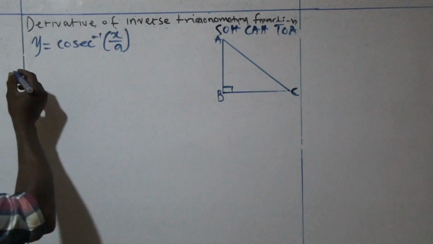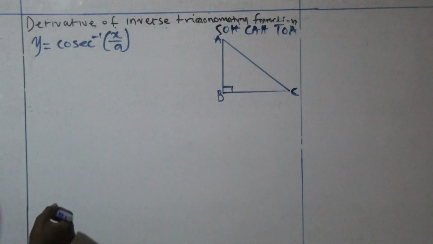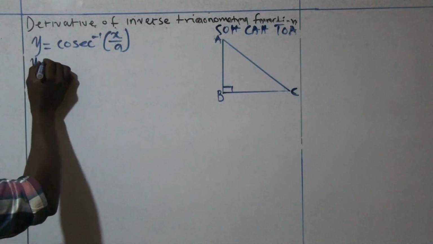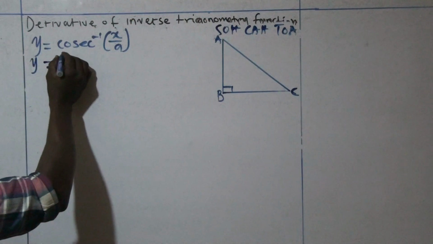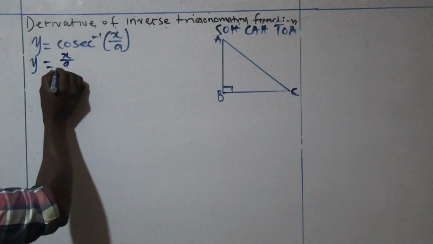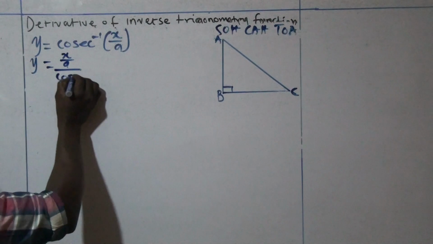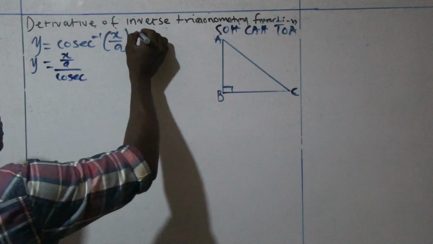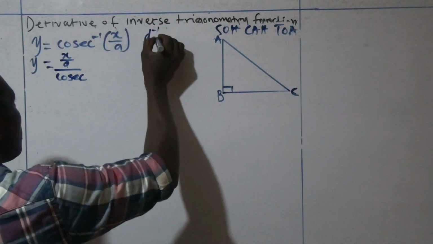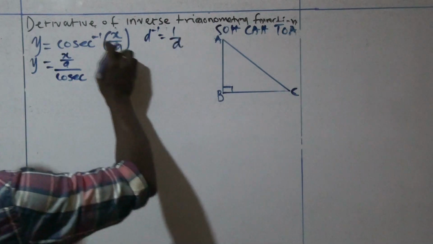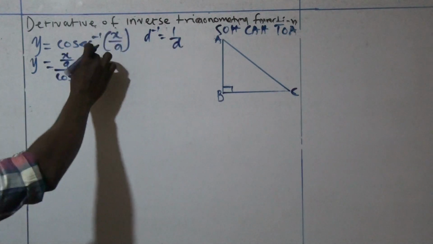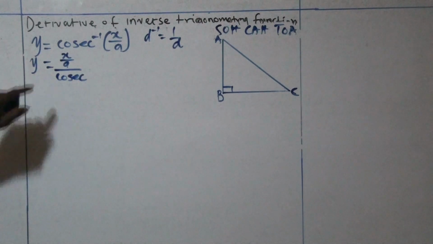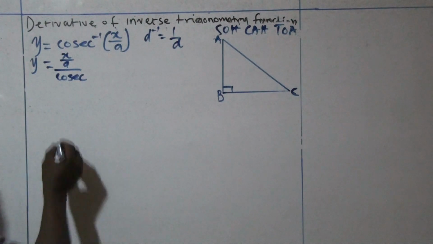Here, if we have y is equal to cosec inverse of x over a, first and foremost, we establish the fact that this expression can also be written as x over a divided by cosec. We know from indices that d raised to power 1 is equal to 1 over d. So that's what we've just done here. We're saying that this divided by this.